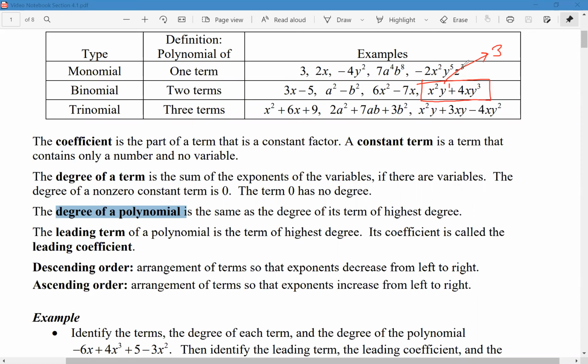They're in the same term. The x squared and the y are kind of glued together by multiplication. Again, why am I saying glued? That's just how I think of it. They're together. So they're in the same term. We add the exponents. The degree of that term is 3.